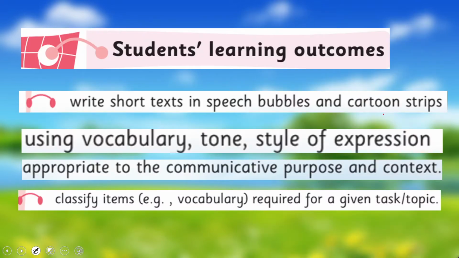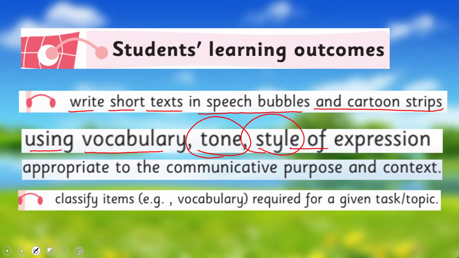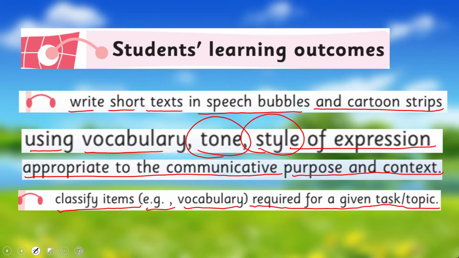And we are going to learn further to write short text in speech bubbles and cartoon strips using vocabulary, tone, style of expression appropriate to the communicative purpose and context, and classify items, for example, vocabulary required for a given task or topic. These are our today's SLOs.